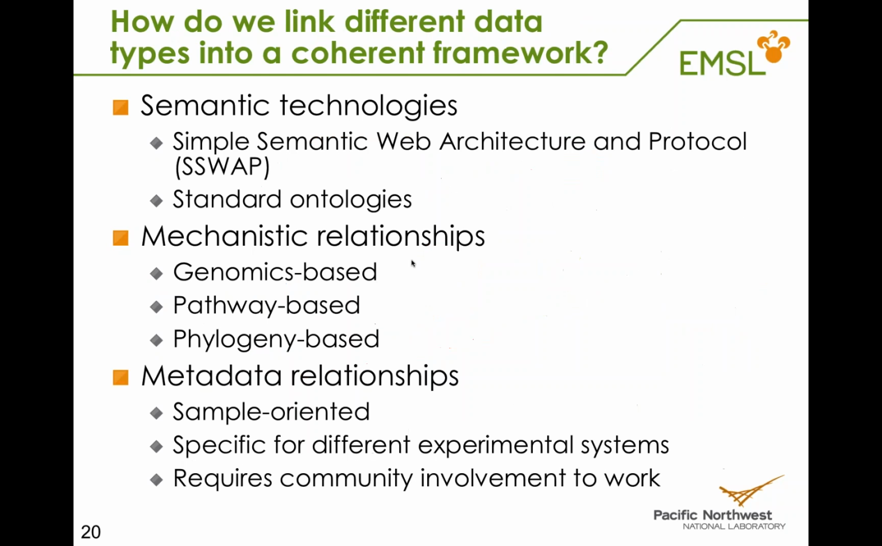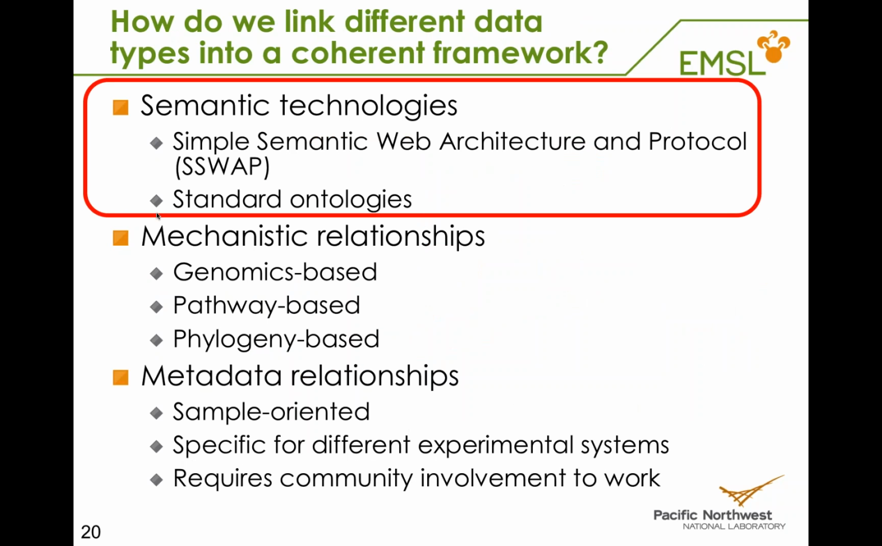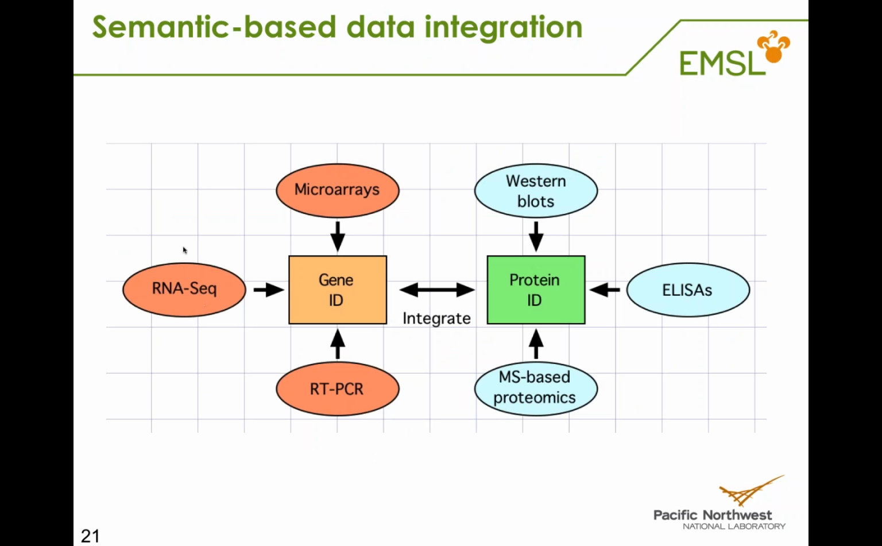One is semantic relationships. For example, some semantic web architecture and standard ontologies that relate different types of information. Let me give you an example of this. If you want to relate RNA-seq or microarrays or gene expression data, typically you would map this to a gene ID. And if you have some proteins, either by Western blot or ELISAs or mass spectrometry, you map it to a protein ID. Then you would resolve these gene IDs and protein IDs by a standard ontology. Well, let me tell you, this is good in principle and practice, but it doesn't work nearly as well as you might expect.